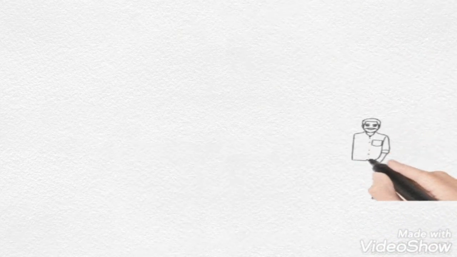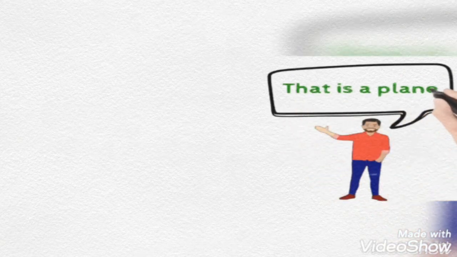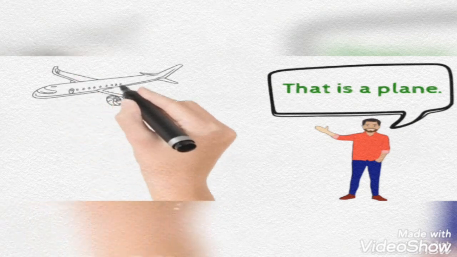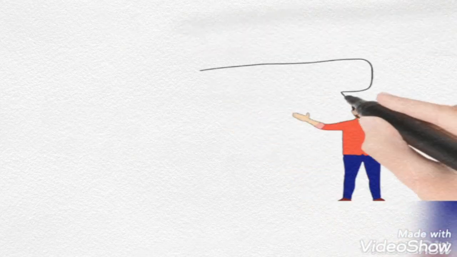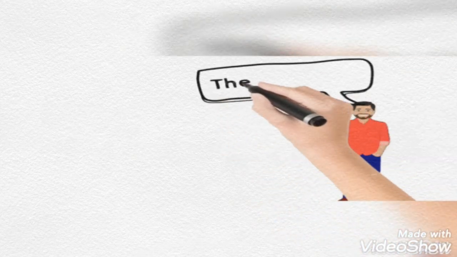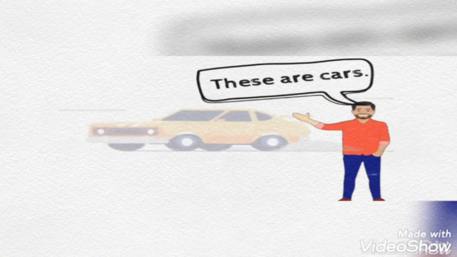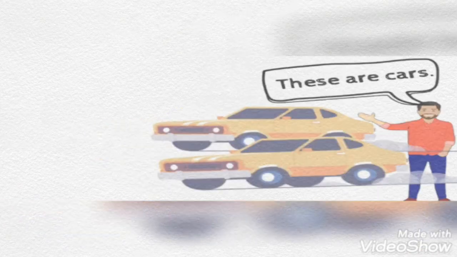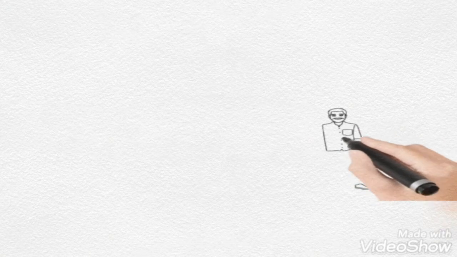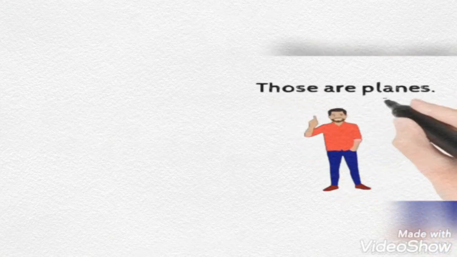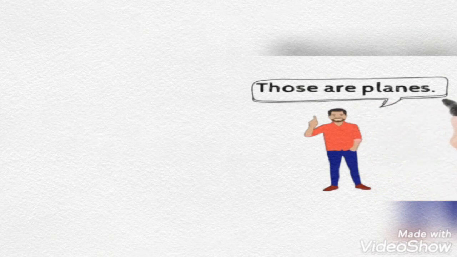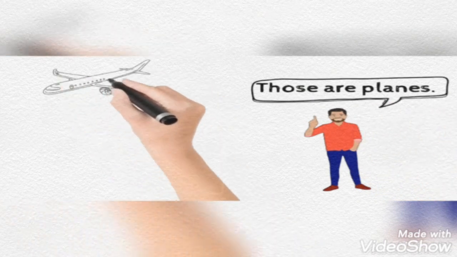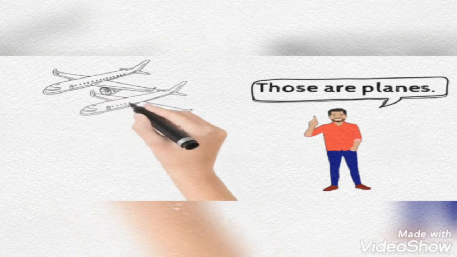If we have something far from us and it is only one, we say that is a plane. It's far from us. If we have something near to us and more than one, we say these are cars. If we have more than one and something far from us, we say those are planes.